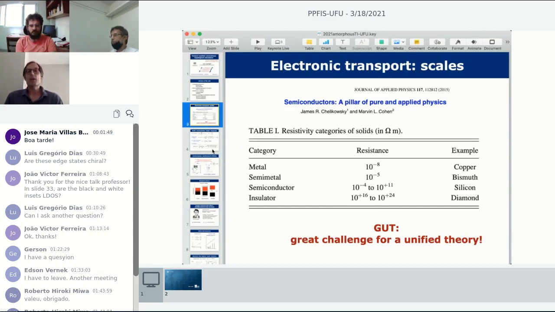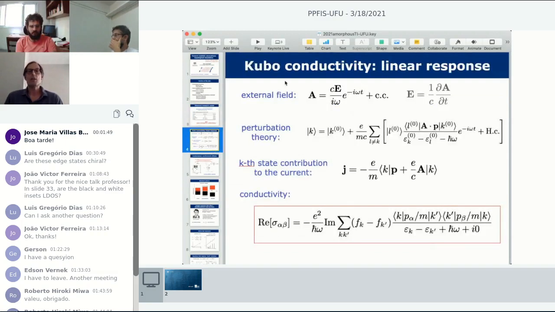If you think about bulk materials, the most established theory is the Kubo one, right? There are different ways of approaching the Kubo conductivity, and you can do it at different levels of sophistication. But in linear response, it's actually perturbation theory, and you can derive these formulas, the Kubo conductivity, in a few hours, starting from scratch.